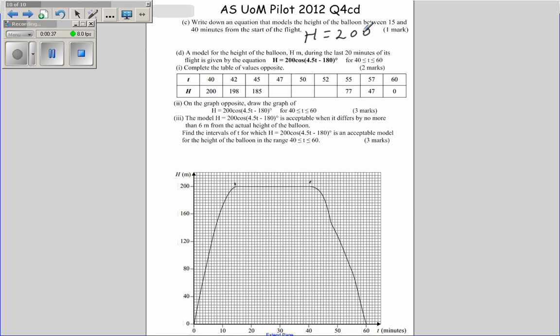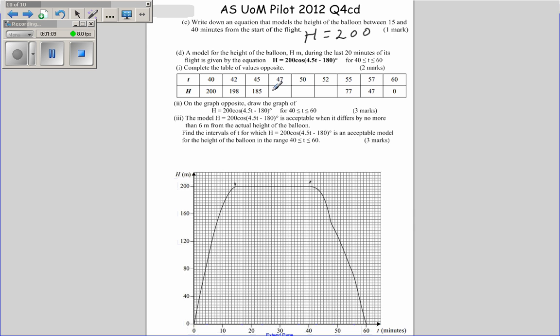For part D, we're given a different model for the height of the balloon during the last 20 minutes, during the descent here. For this part of the flight, it's given by the equation h equals 200 cos(4.5t minus 180), all in degrees, for 40 to 60 minutes. Complete the table of values. Be very careful, make sure your calculator's in degrees mode and type these values in. We're giving our answers to 3 significant figures or perhaps the nearest whole number. Let's just fill those in.